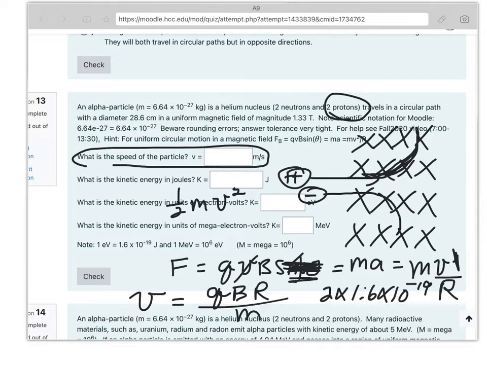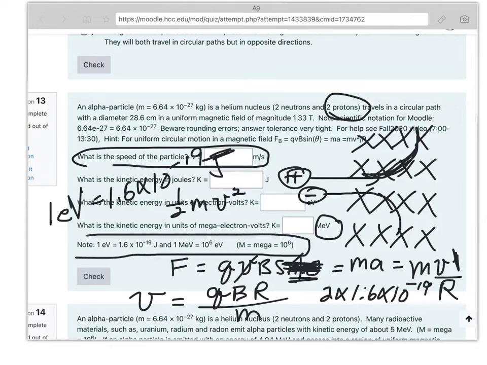And the conversion from joules to electron volts is 1 electron volt is 1.6, this is in your equation sheet, times 10 to the minus 19 joules. And it asks for it in mega electron volts, and mega is 10 to the 6th. So you have to make that adjustment. Oh, actually, that's all given down here anyway.